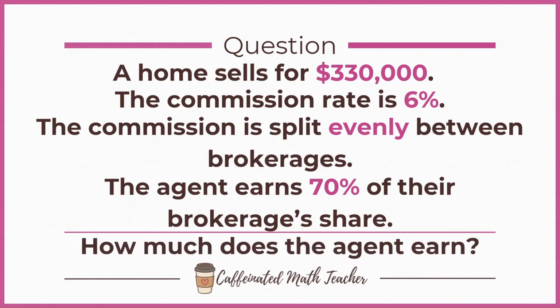Quickly, let's make sure we understand a couple of key terms. A brokerage is the company an agent works under. When we say brokerage split, we mean the commission is divided between two companies, usually the listing side and the buyer's side. And the agent split is a portion the agent keeps from their brokerage. That's all you need to know. Now let's apply it.